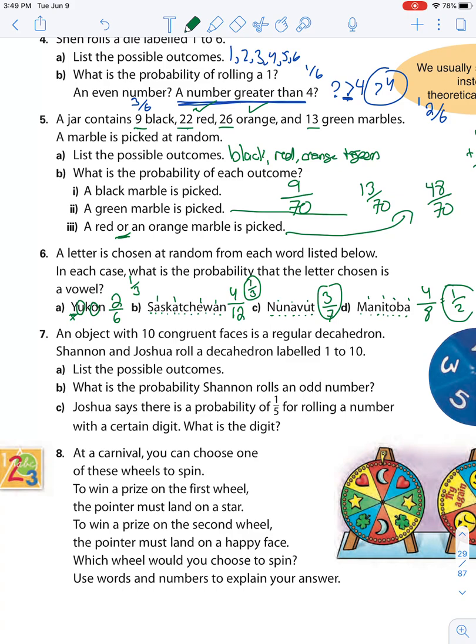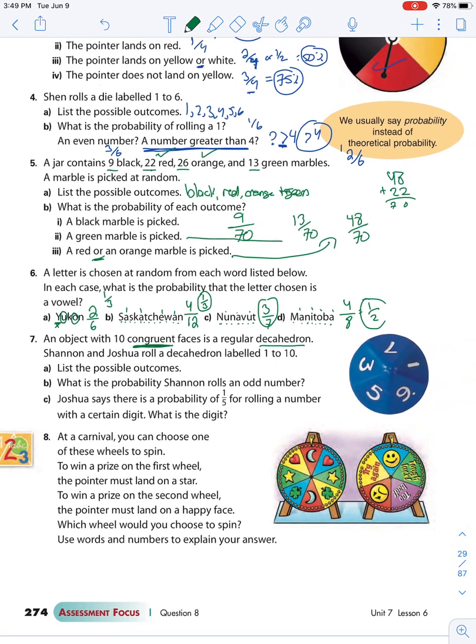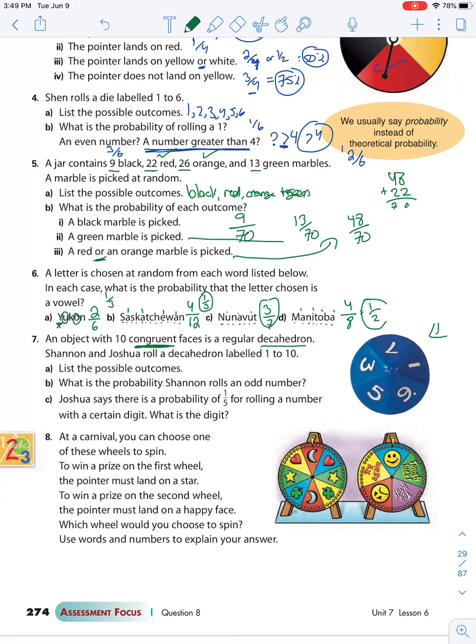All right, next. An object with 10 congruent faces, we know 10 congruent means the same faces, is called a rectangular decahedron. Shannon and Joshua, oh, I star in this one, cool. Roll a decahedron labeled 1 to 10, like this one right here. List the possible outcomes. Okay, so we have 1, I'm not gonna write them all, but it's all the 10. What's the probability of Shannon rolling an odd number? Well, there are 5 out of 10, right? 1, 3, 5, 7, and 9. So basically half chances.